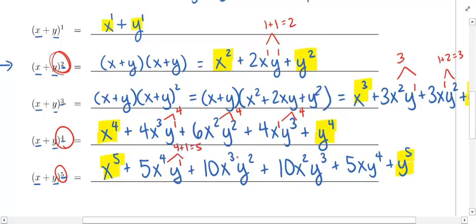And then this term, 3 plus 2 is 5. This term, 2 plus 3 is 5. Here the exponent on x is 1. 1 plus 4 is 5. So that's what we're seeing here.